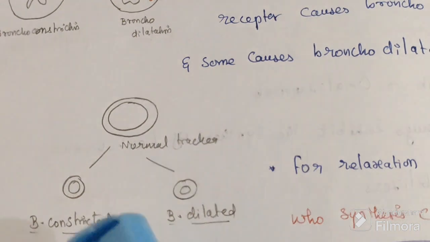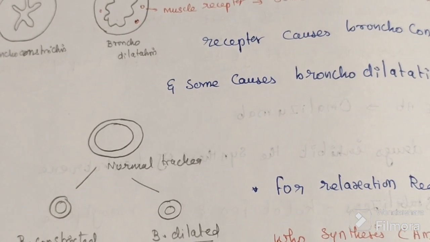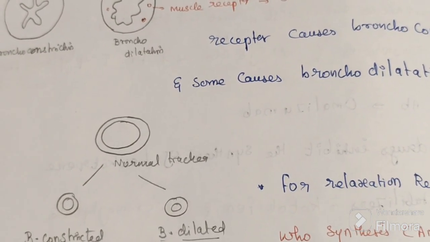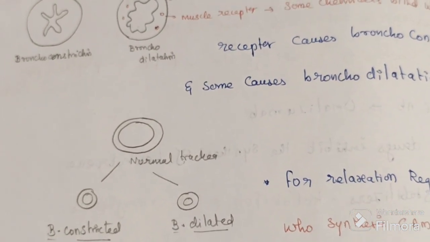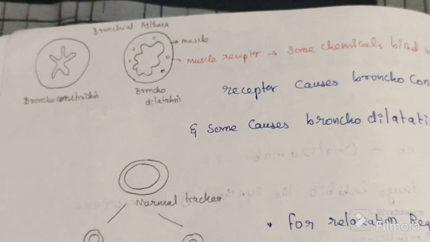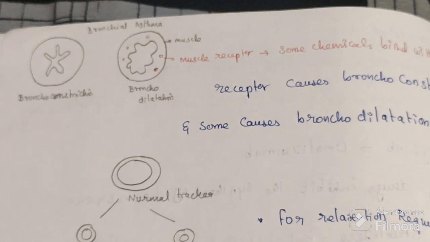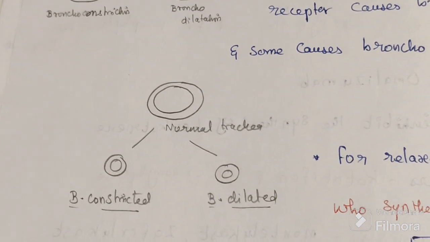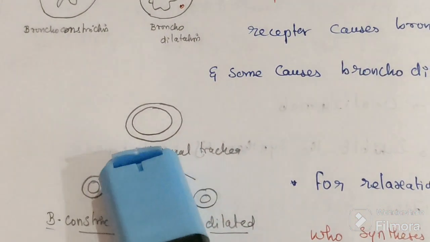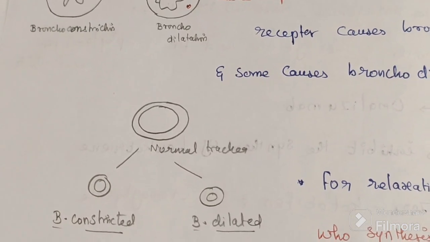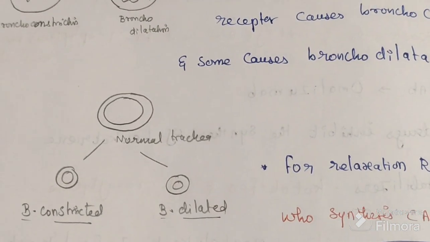First learn the normal. In our trachea and bronchi, there is something that causes constriction and something that causes dilatation. If we understand this, we can understand the mechanism of action of the three drugs. Simple. So this one is the normal trachea, neither contracted nor relaxed. Now this one is contracted, and this one is dilated.